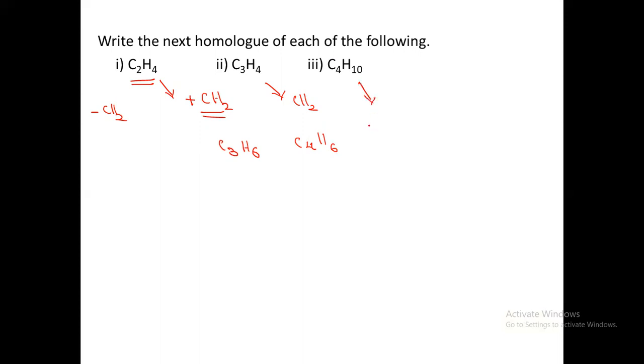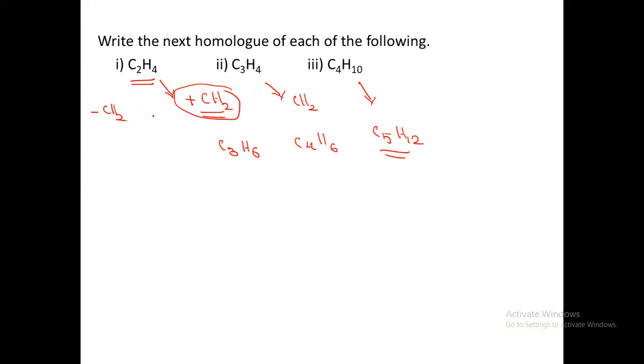You don't need to check whether it is alkane or alkene or alkyne. You can simply add CH2 and write the next homolog. What's the point? If you are asked to write the next homolog or a preceding homolog, if you want to write the next homolog, add CH2 to it.